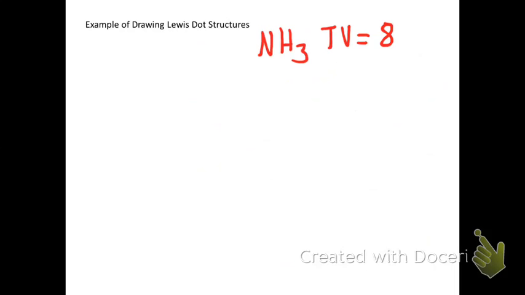Okay, which one's my central atom? Which one needs the most electrons? Use your periodic table to determine that, and you will find that nitrogen needs 3 more electrons to have a full shell. Alright? So therefore, nitrogen is going to be my central atom.